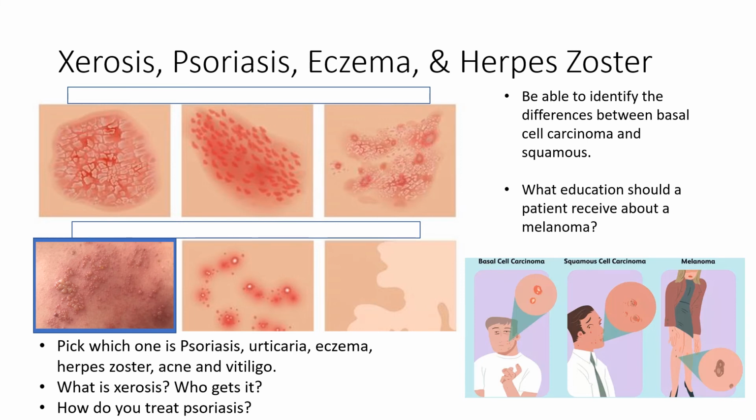What education do we need to give our patients about a melanoma? It's going to spread to other parts of the body. If your patient has a melanoma, then we know that it is metastatic and it is going to spread to other parts of the body.